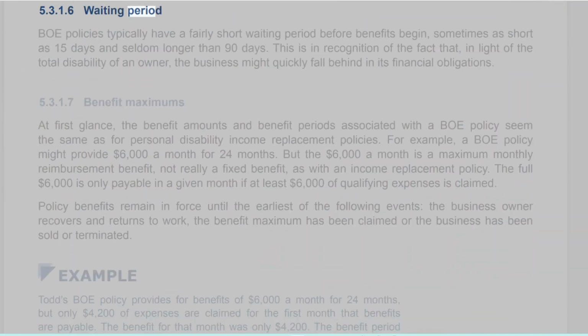5.3.1.6 Waiting period. BOE policies typically have a fairly short waiting period before benefits begin, sometimes as short as 15 days and seldom longer than 90 days. This is in recognition of the fact that, in light of the total disability of an owner, the business might quickly fall behind in its financial obligations.